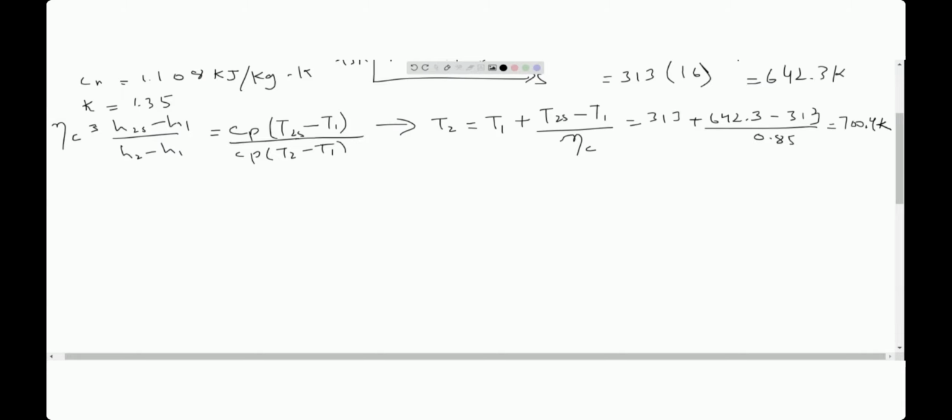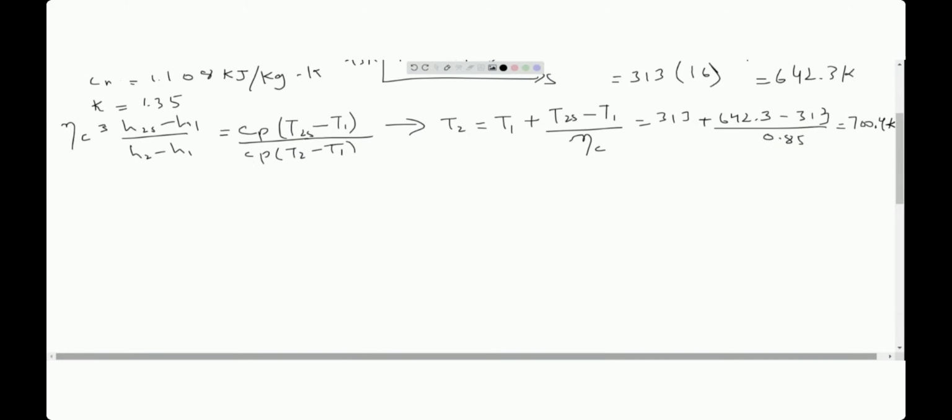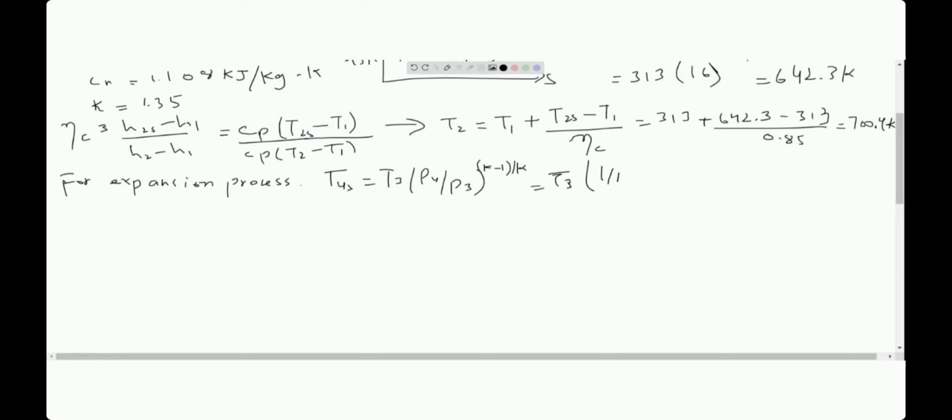Now for the expansion process. T4s is equals to T3 into P4 divided by P3 power k minus 1 divided by k, that is equals to T3 into 1 by 16 power 0.35 divided by 1.35. This will come out to be 0.4873 T3.